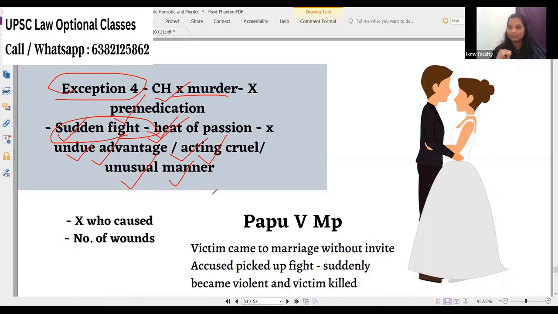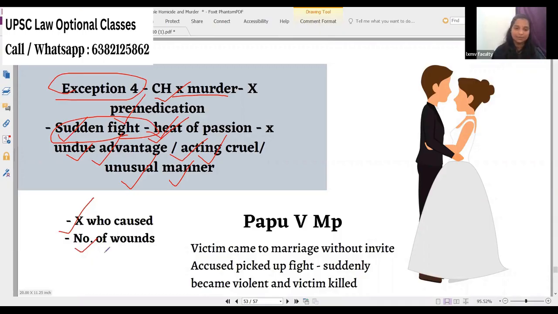While determining culpability under this exception, who caused the fight? I may have caused the fight, or the other may have caused the fight. So who caused the fight is immaterial. And the number of wounds, say he gave me so many wounds that only then I can get a sudden heat of passion and kill him, that straight rule is not there. And when you're talking about a sudden fight, definitely it is not a verbal fight. You are having a physical fight, a very furious fight. Only then you go for a heat of passion and fight, and then someone is dead.